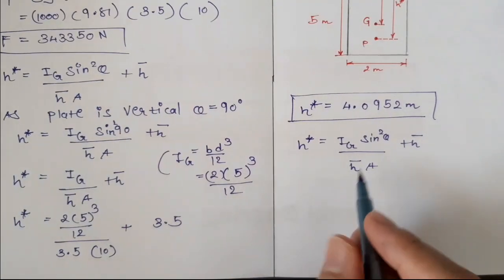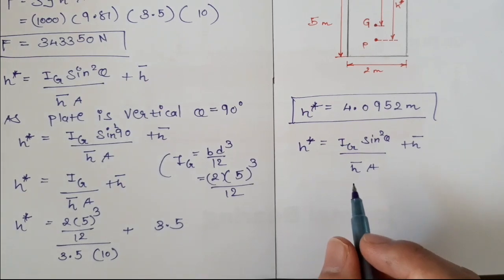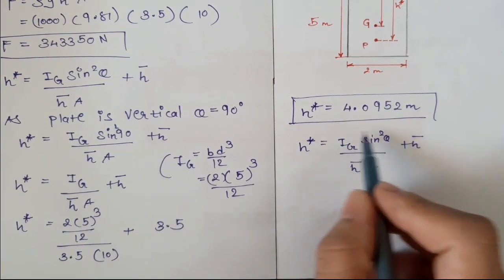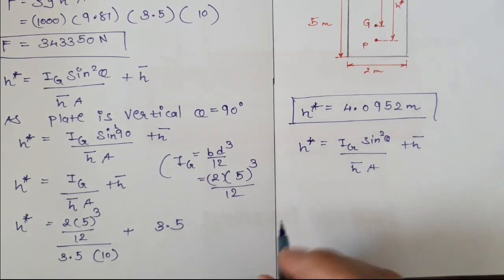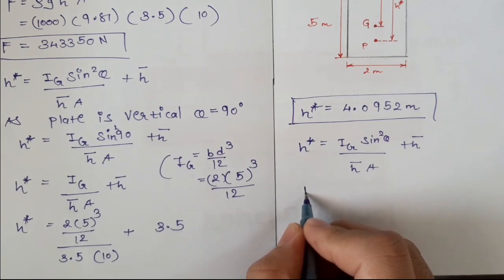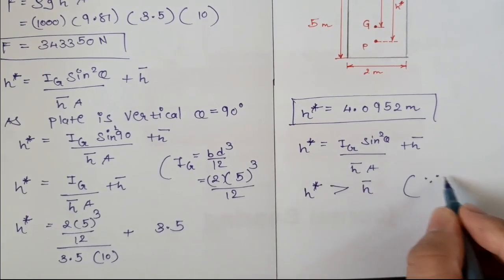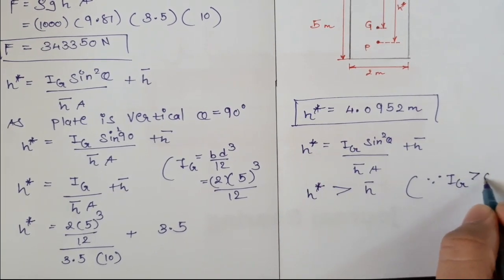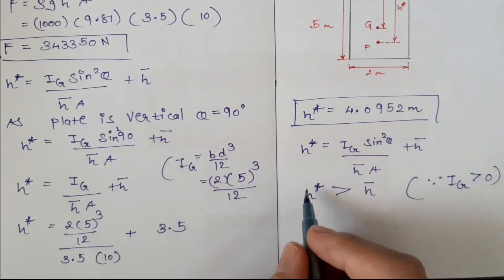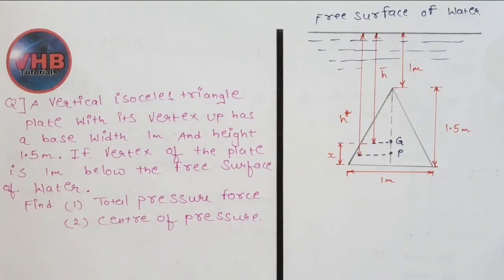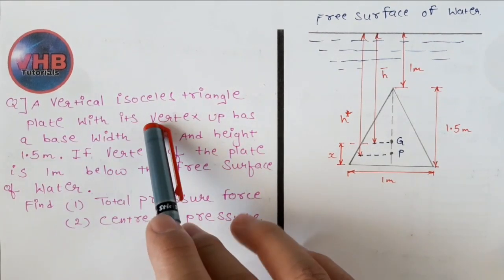Now as we know, Ig will always be greater than 0. It will never be equal to 0. So this term will be greater, and adding the other term to it, H star will be even greater. That means H star will always be greater than H bar, because Ig is greater than 0. That means the center of pressure will always lie below the center of gravity. Remember this note.